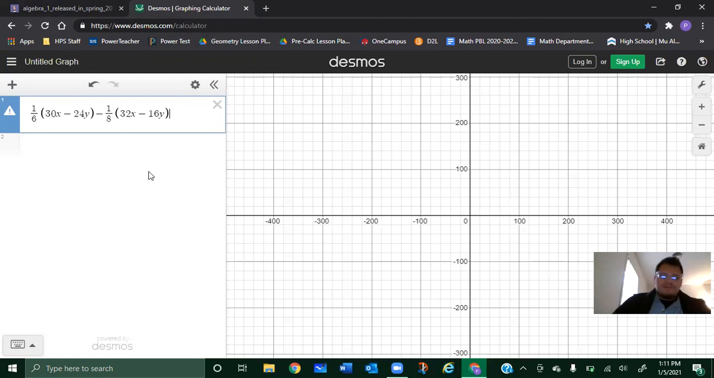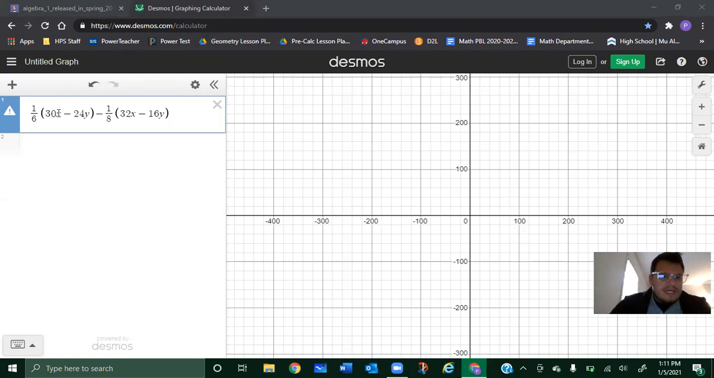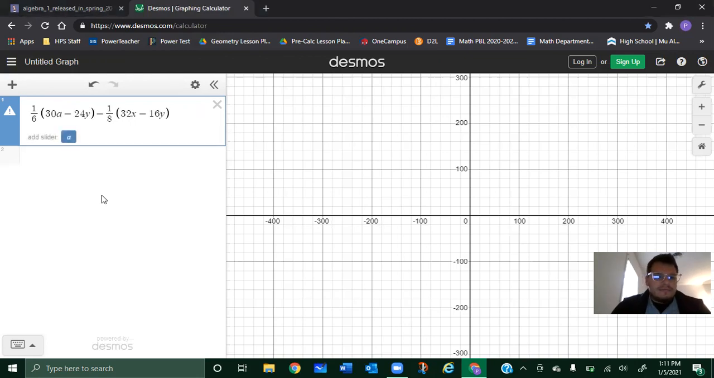In expressions, you can use X and Y, you can use any letters you want. But when you're graphing, X and Y mean a certain thing, right? They mean a certain thing. So sometimes we have to switch the letters. So instead of X, I'm going to take out X and just put, I don't know, A.